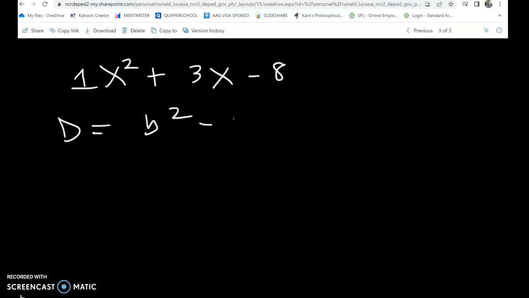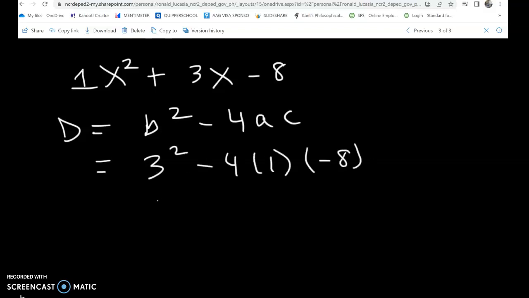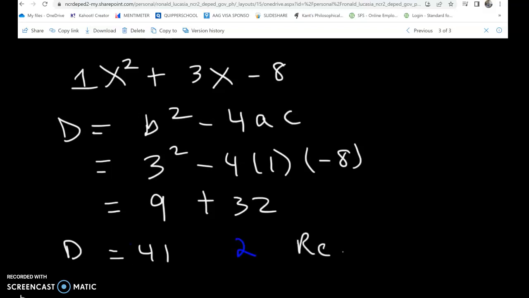Now let's try another example. x squared plus 3x minus 8. Calculate the discriminant. So let's write the formula first. b squared minus 4ac. b is 3, a is 1, c is negative 8. 3 squared is 9, negative 4 times negative 8 is positive 32. And 9 plus 32 is 41. Now because the discriminant is positive, there's going to be two real solutions.